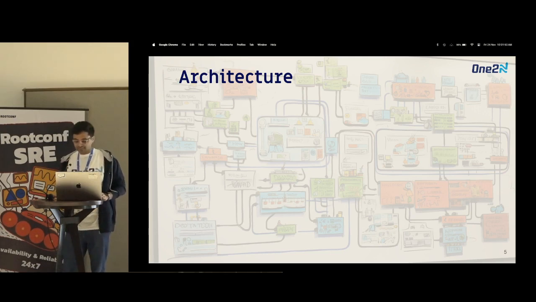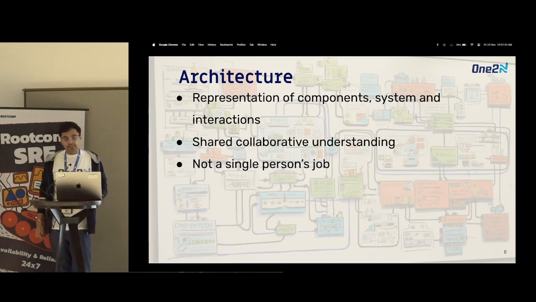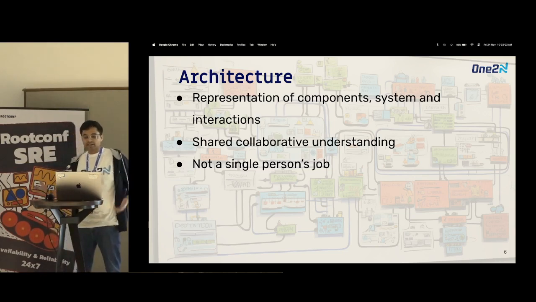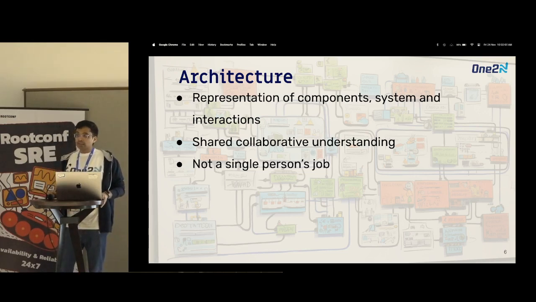Okay, cool, interesting. What I read, understand, and what really makes sense to me, is that an architecture is a representation of components, systems, and the interactions between them. It's a shared, collaborative understanding of engineers who try to make something on a whiteboard into reality. Since this is a collaborative job, it's not a single person's responsibility, and architecture can be practiced by anyone in the team. You really don't need stars on your shoulder to qualify to do that, right?